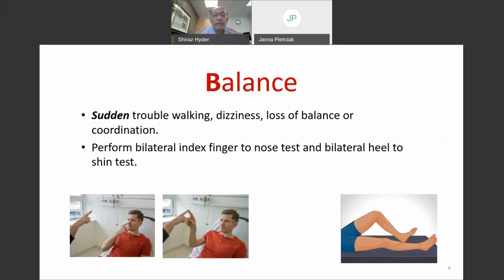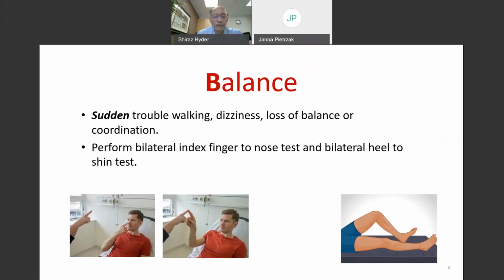And you do it on both sides, and also have them do a heel to shin test to see if they have any incoordination in their legs. But for heel to shin test, they have to be laying either in bed or the stretcher. And for finger nose finger, they can be either in bed or sitting. And that'll give you an idea if they're unsteady or ataxic, that there's something happening in their posterior circulation.